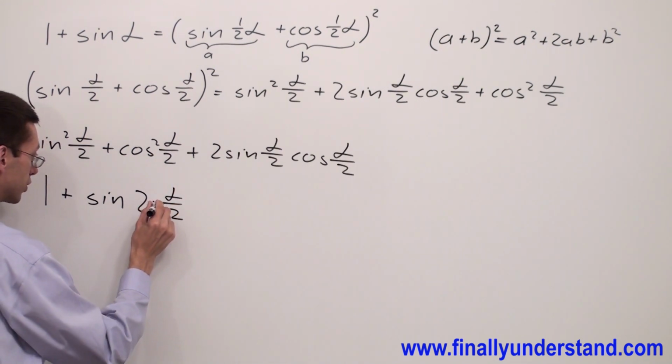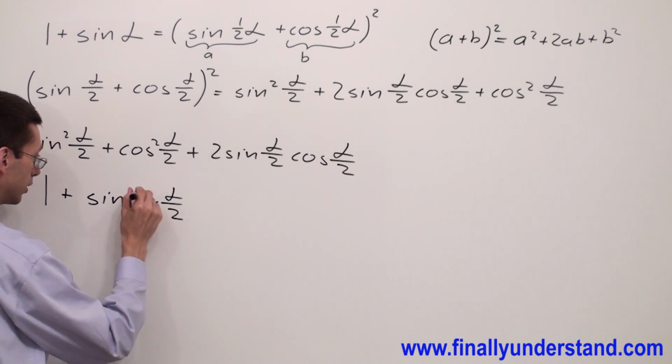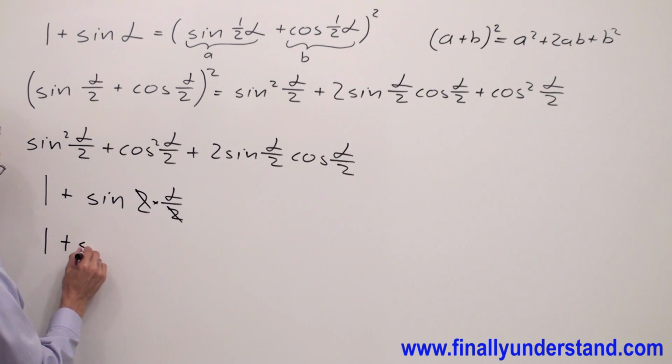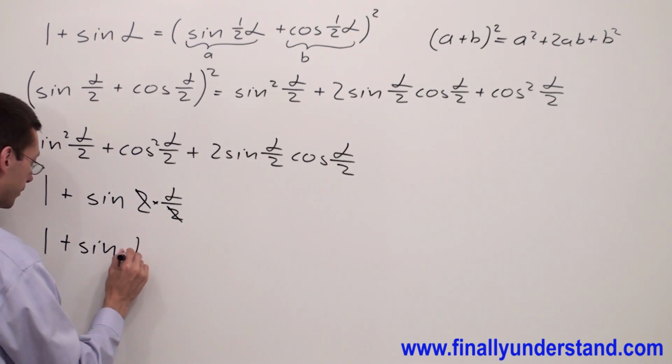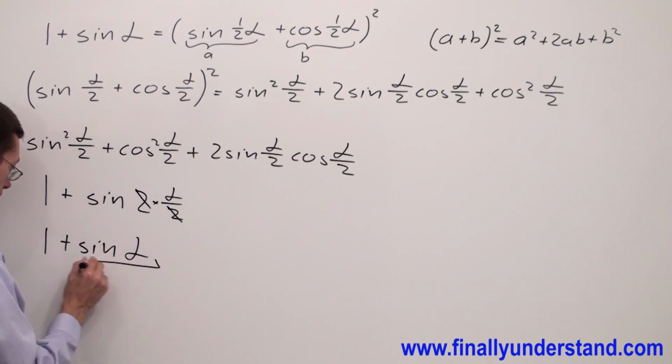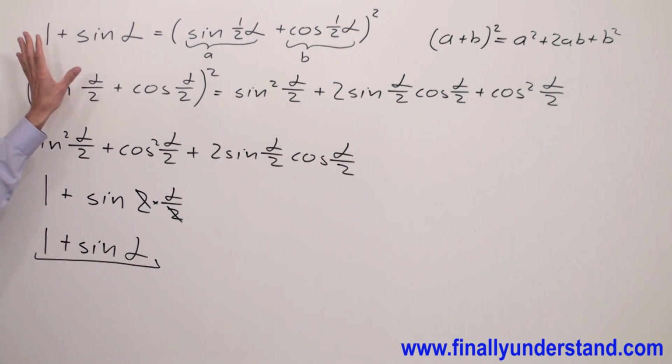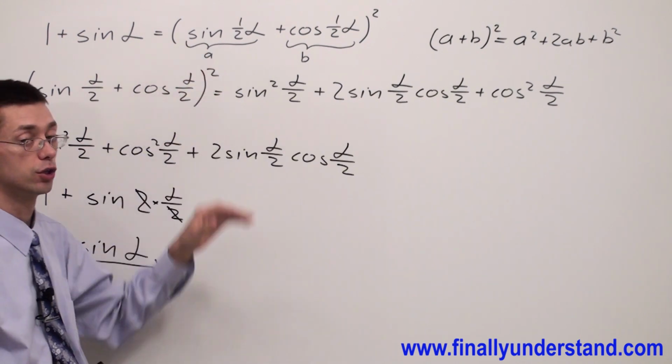Now, this is nothing else, just multiplication. 2 and 2 will cancel out. And I'm going to end up with 1 plus sine alpha. Now, let's take a look at what we have obtained. We got exactly the same expression which we have on the left side of our identity. So this is the proof that the left side is equal to the right side.